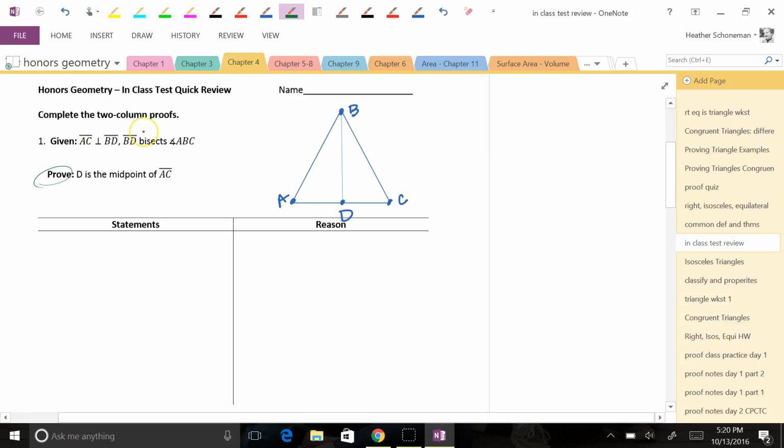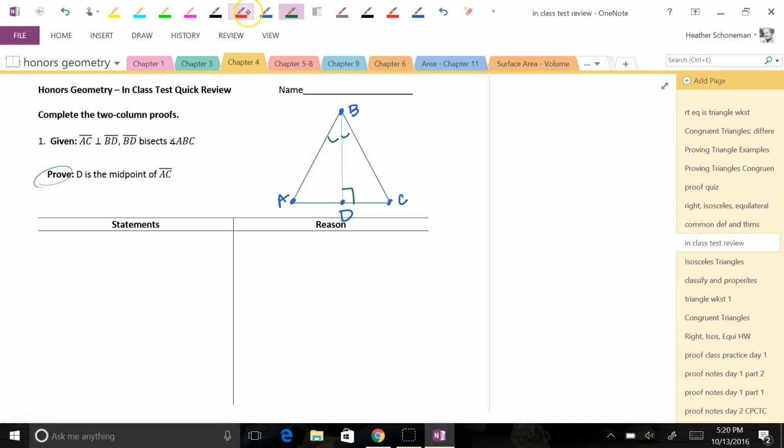So AC is perpendicular to BD, so I've got right angles. And BD bisects angle ABC. So let's just look for a second. Here's angle ABC, and BD cuts it in half. So it's these angles that are congruent. I'm going to erase that yellow line because it's confusing.